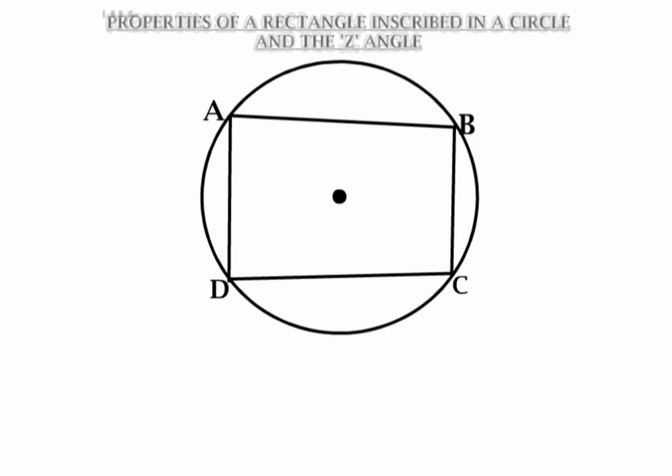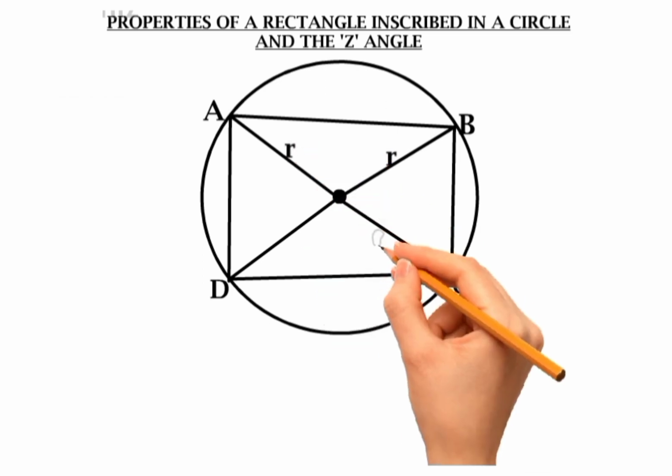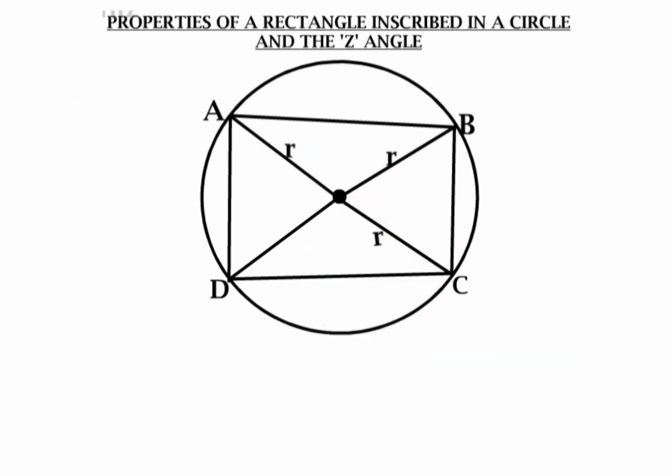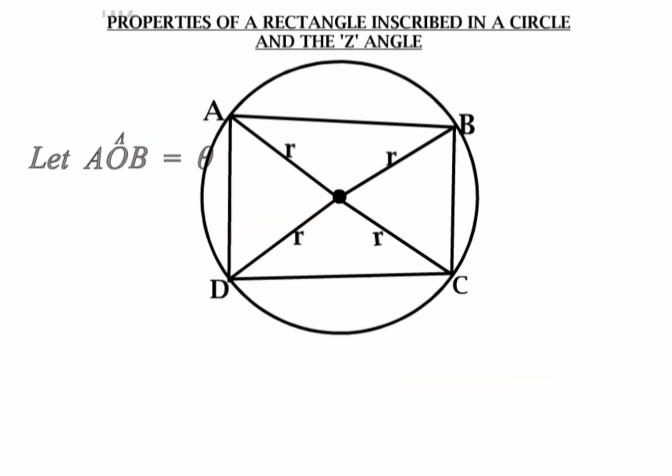Properties of a rectangle inscribed in a circle and the Z-angle. Consider a rectangle inscribed in a circle with vertices A, B, C and D. Connect the vertices to the center of the circle, since the radius is any straight line running from the center to the circumference of a circle. Each length is a radius, denoted by r. For some reason, let angle AOB equal theta.